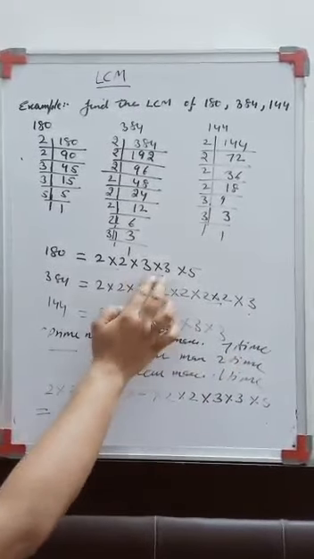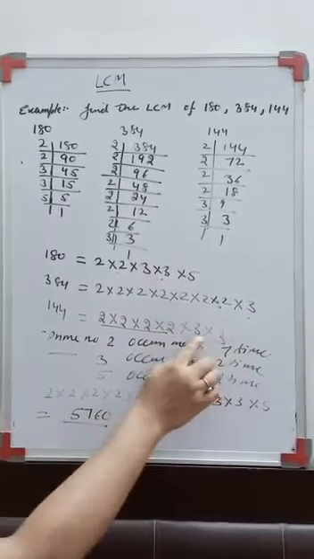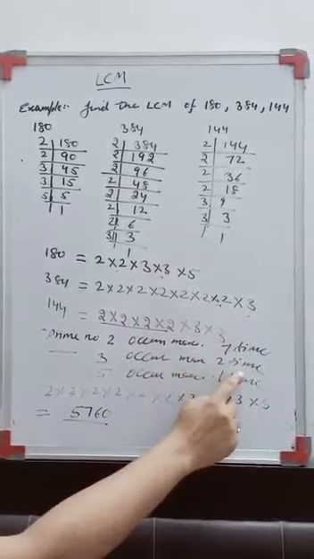Similarly, we will check for 3. 3 is occurring 2 times, only 1, only 2 times. So maximum occurrence is how much?